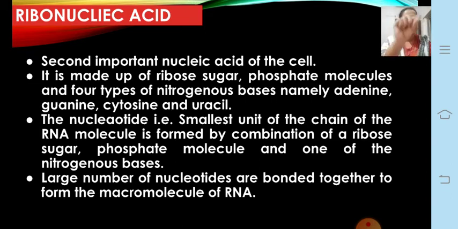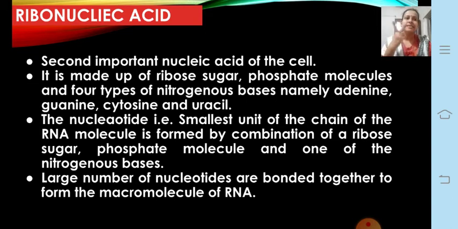That means oxygen is present here, there oxygen is not present, therefore it is called deoxy, and this is called ribose sugar because of the presence of oxygen. Second, it has phosphate molecule, and third, it has nitrogenous bases. Now the difference in the nitrogenous bases I mentioned to you earlier also: this one consists of uracil in place of thymine. DNA consists of adenine, thymine, cytosine and guanine, whereas RNA consists of adenine, guanine, cytosine and uracil. Fine.